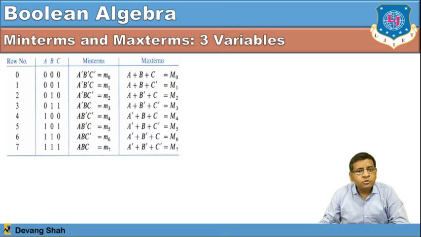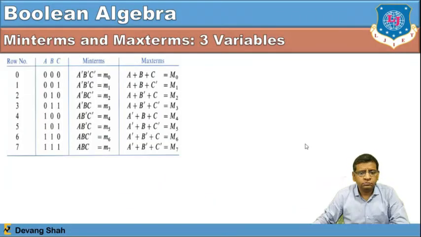Likewise, from 4 to 7, you can check all the min terms: A into B dash into C dash, A into B dash into C, A into B into C dash, and the last one is ABC. Since it is 1, 1, 1, the answer is 1, right? So these are the min terms.